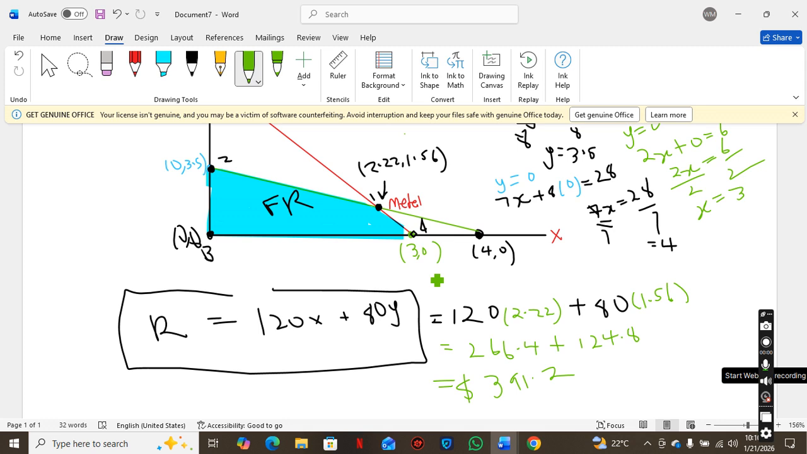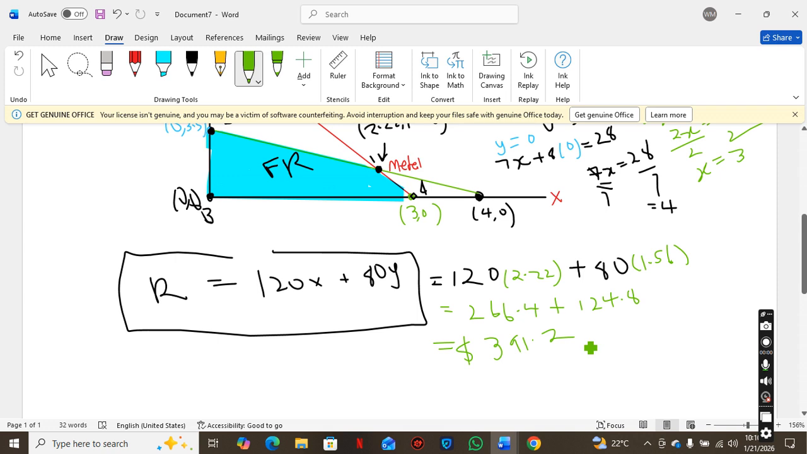So for the firm to maximize revenue, it must produce, now since it's in units, so there are no decimal places, it needs to produce 2 units of x and 1.56, we can round it off to also 2 units of y. Okay, in order to maximize revenue, you need to produce 2 units of x and 2 units of y, then they'll maximize revenue. Okay.